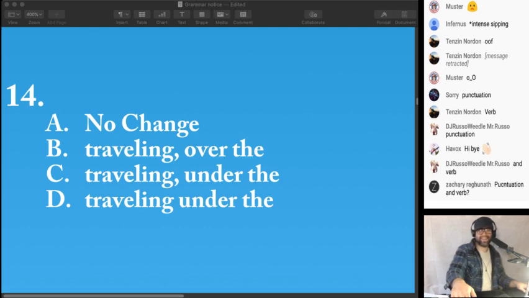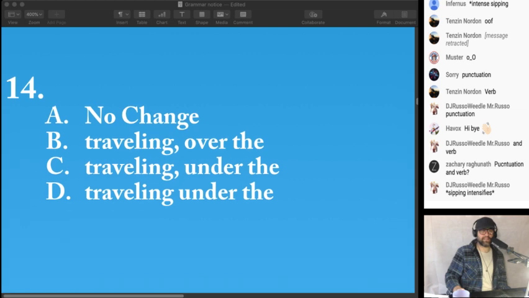And verb, okay. So my question to you is, where is the verb? We have traveling, traveling, and traveling. Obviously, punctuation is going to be one of them, but I don't see any verbs. So we don't have to look at verb tense. We don't need to see if it's in the present, past, or future tense. This is word choice, because notice over, under, so the word changes. That word is not a pronoun, not a verb, not a transition word. So this is word choice and punctuation. It's probably an idiom or something like that.